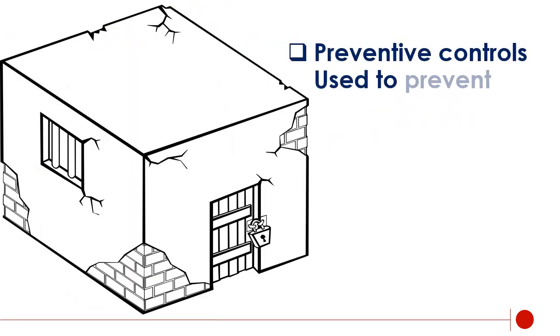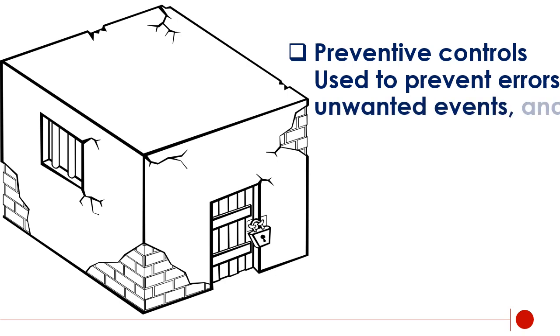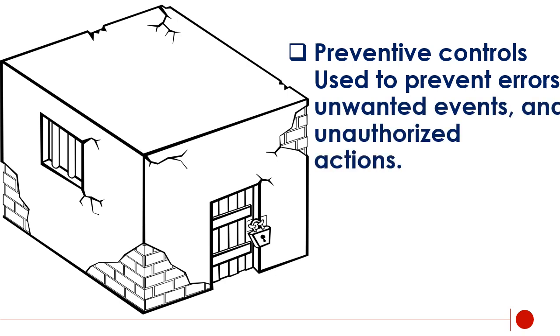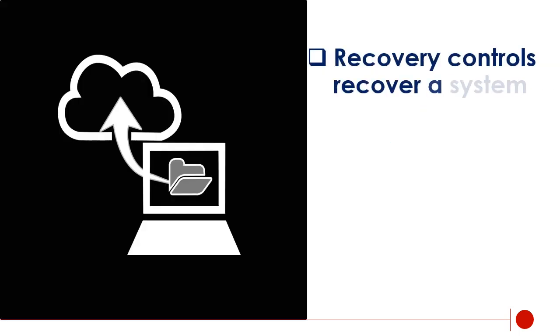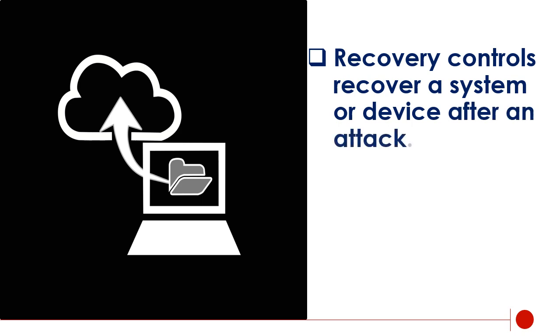Preventive controls are used to prevent errors, unwanted events, and unauthorized actions. An example of preventive controls is locks. Recovery controls recover a system or device after an attack. An example of a recovery control is data backup.